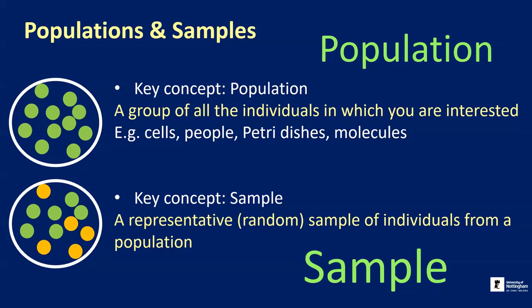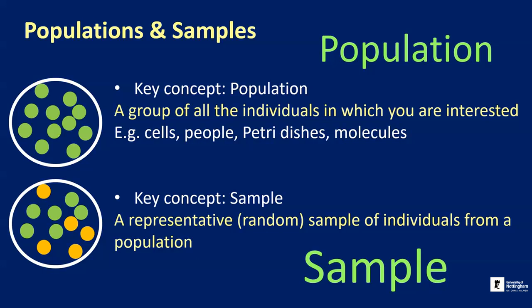The sample is a representative, normally random, selection of individuals from that population that you've defined previously. So if your population is all of the people who have plague in London, your representative sample hopefully would be selected at random in some way from the people who have plague.